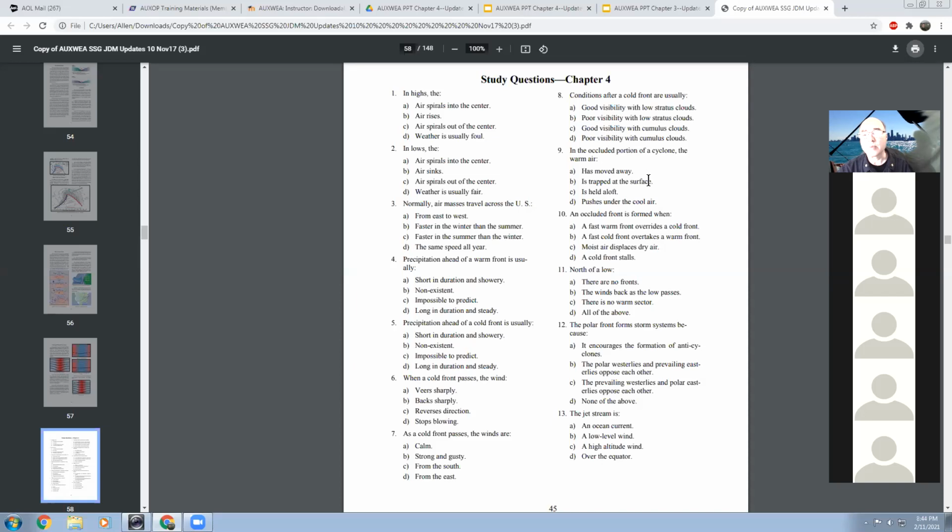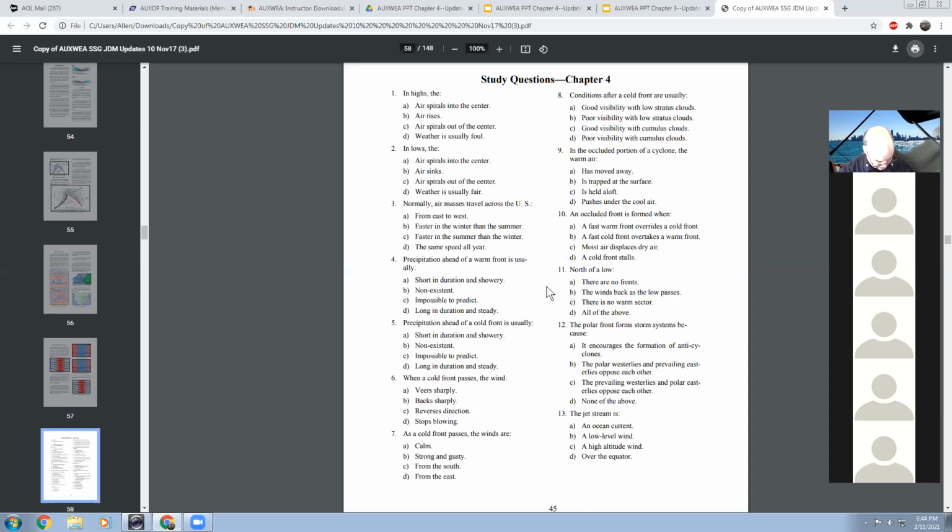Don Broughton, can you answer? Are you the one who's driving? All right, Don, number 10. An occluded front is formed when a fast cold front overtakes the warm front, B. Well done. Deb Salvi, number 11, north of a low, D, all of the above. Yes, all the above.